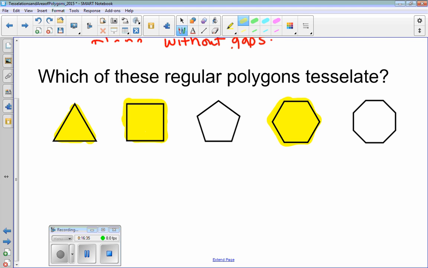It has to do with the interior. Let's find the interior angles first. What's an interior angle of a triangle? 60, okay? And then how about a square? 90, okay? How about the pentagon? No, it's not 72. It's 108.